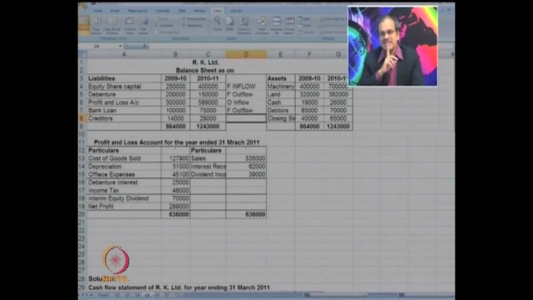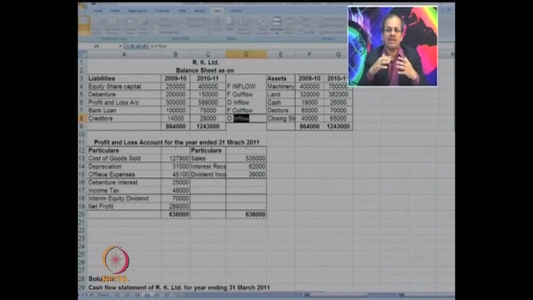What about creditors? Creditors represent day-to-day activities. So it is an operating item, and you can see the balance of creditors has increased. So is it an inflow or outflow? Can you guess?